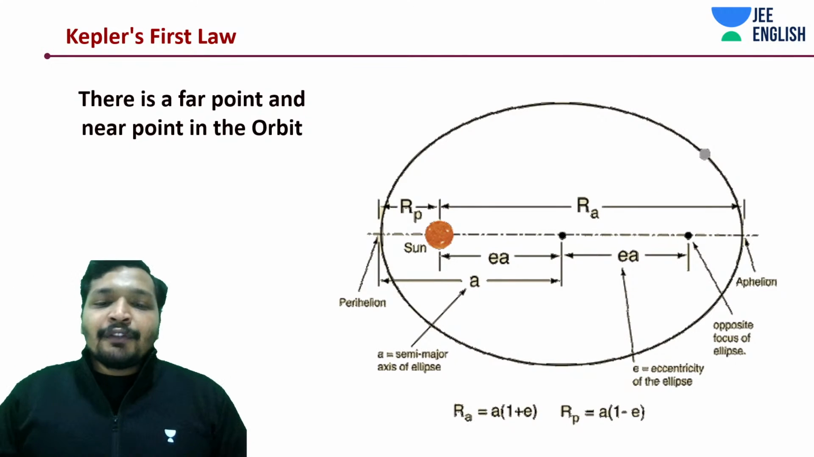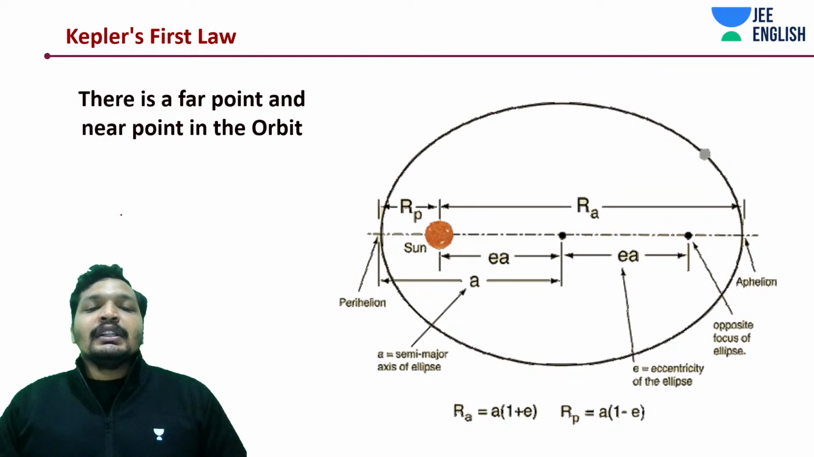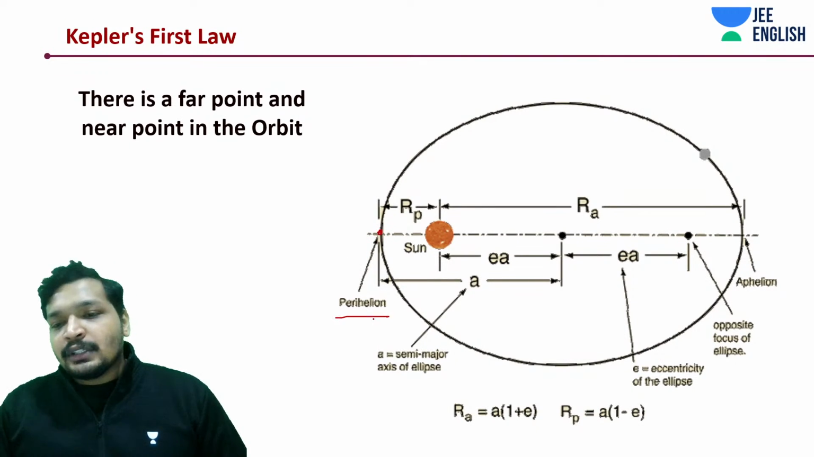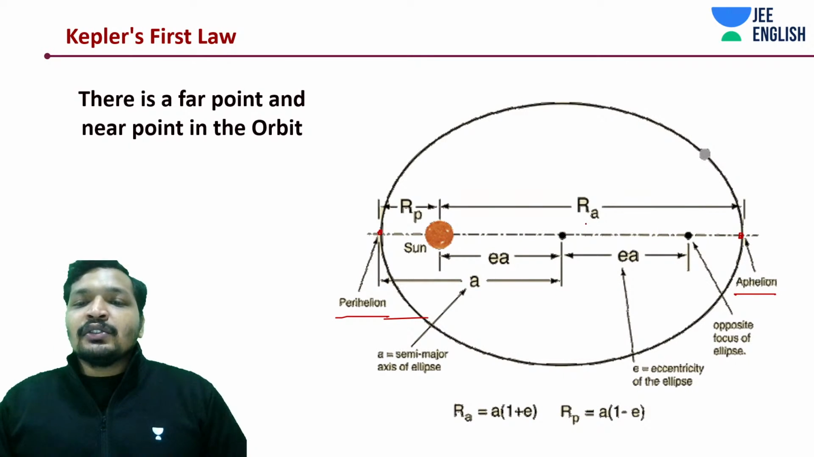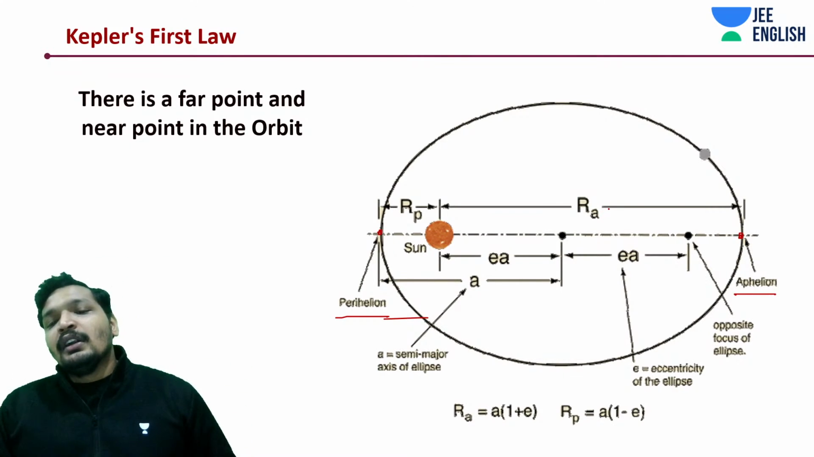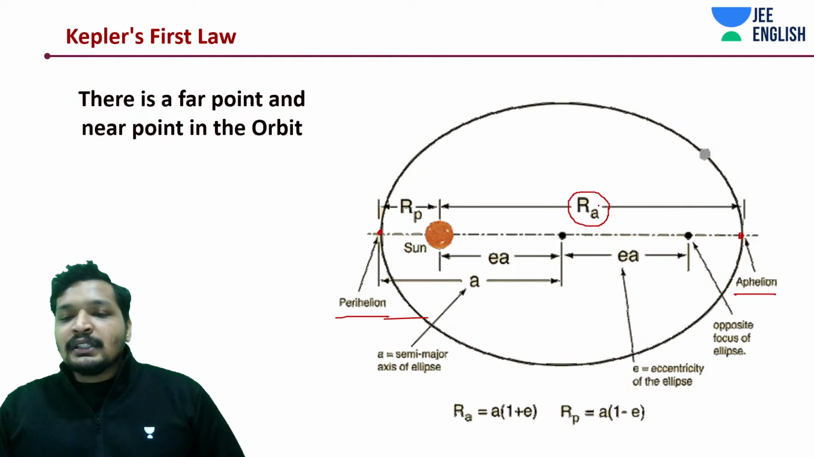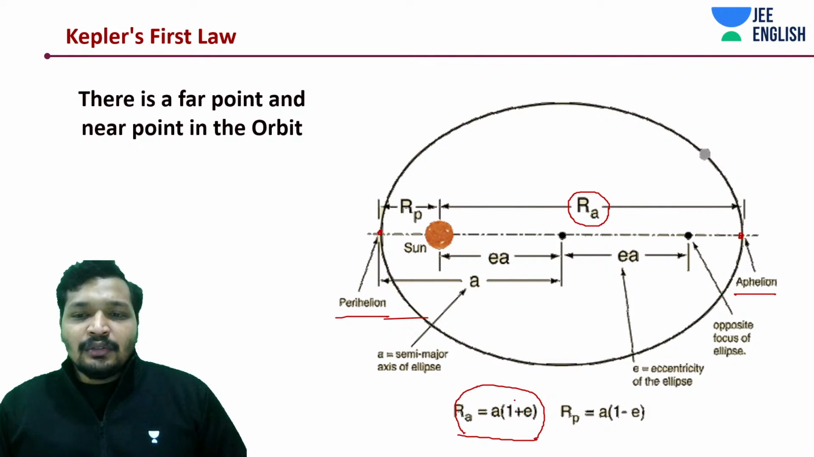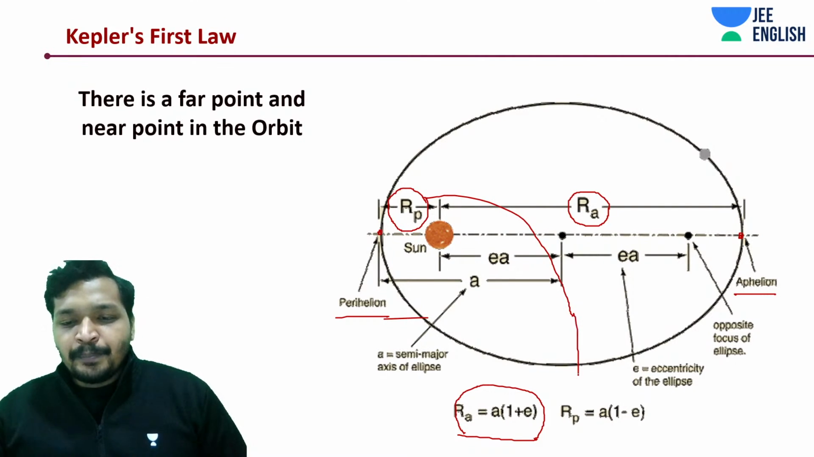Of course, as I told you, the nearest point is going to be perihelion, and the farthest point is going to be aphelion. We call this the aphelion radius, and the aphelion distance, as I told you, is going to be A into (1 plus E). That's all you need to know. It's the same thing that we just discussed, and we have it over here.